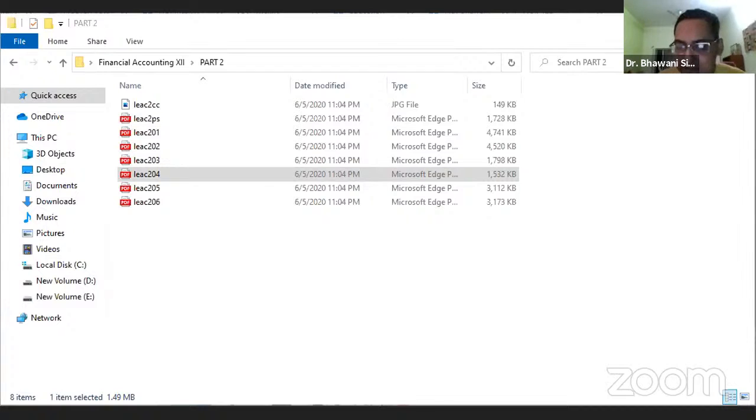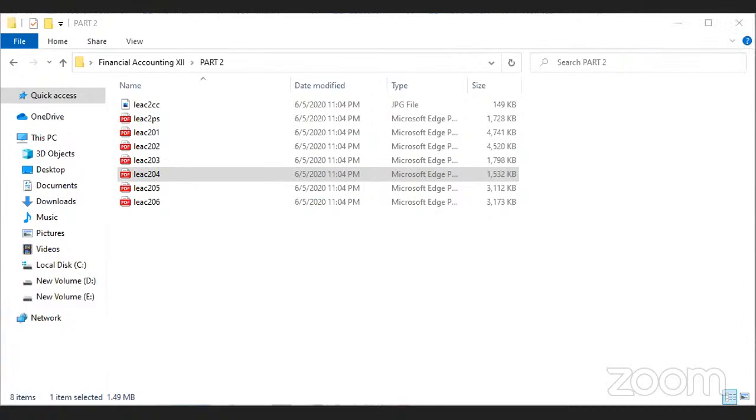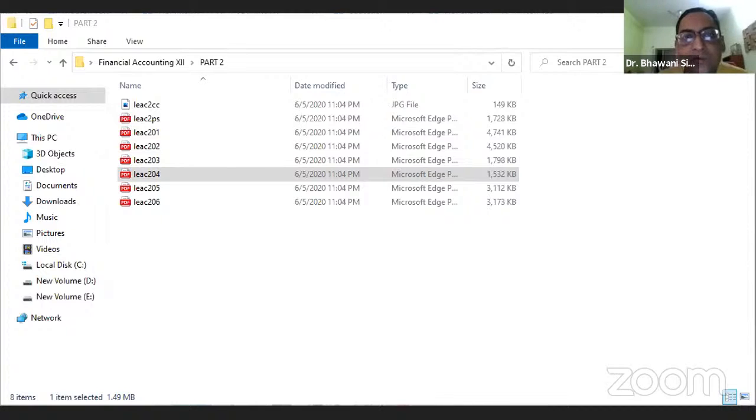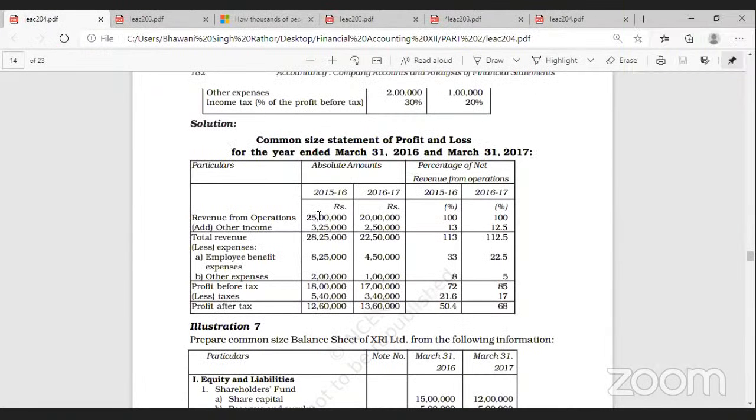Are you able to see the screen? Only the folder, sir. I'm not able to see the PDF now. Acha, now you're not able to. Now it is clear? Yes, sir. Yeah.